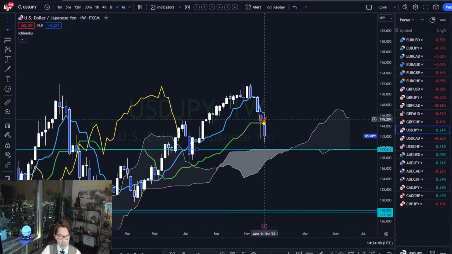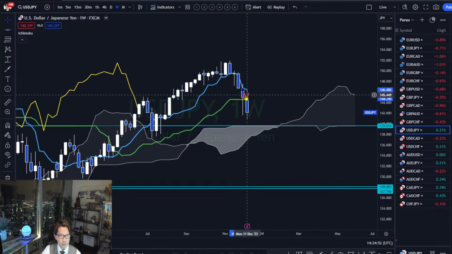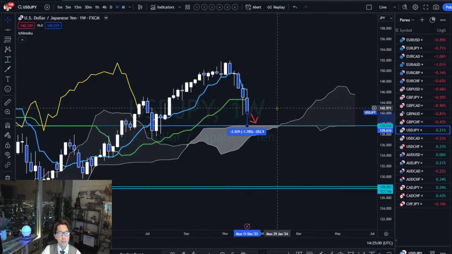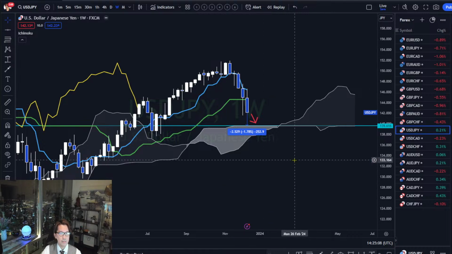So there's a good chance that the market retraces to the weekly Kijun Sen, and we have a room of about 252 pips, 53 pips to trade. So Euro JPY in this reason is bearish.